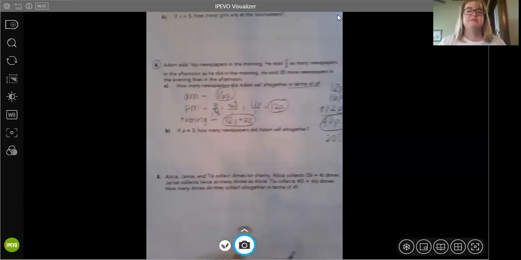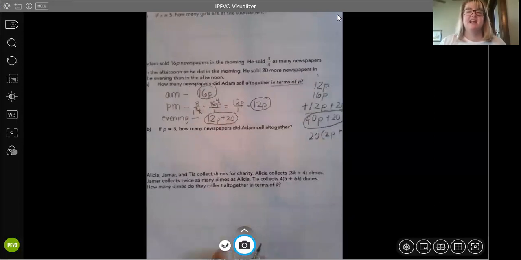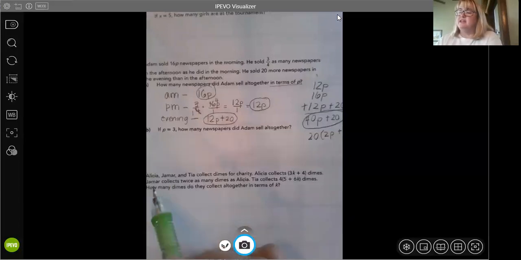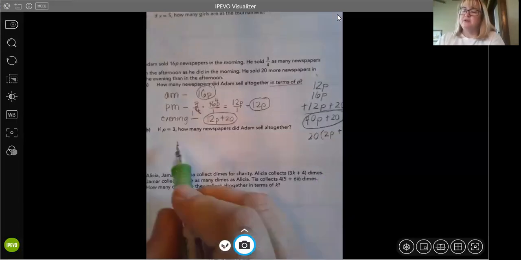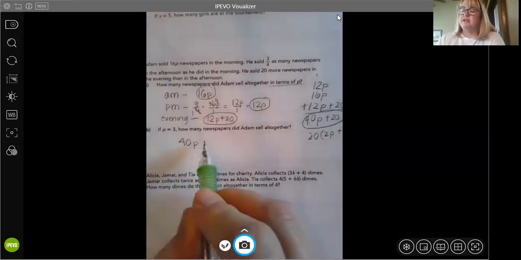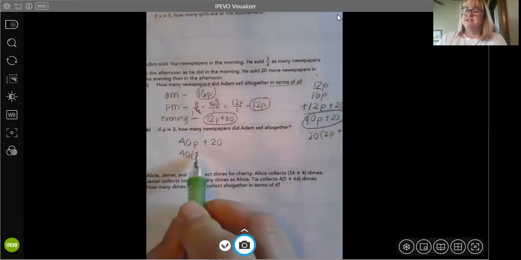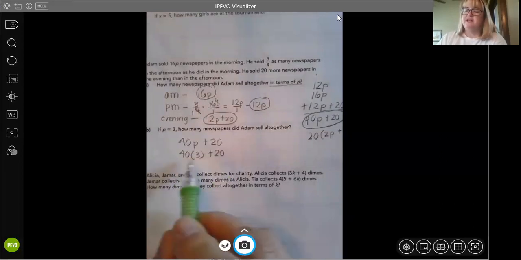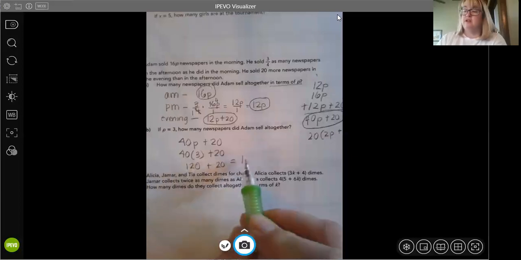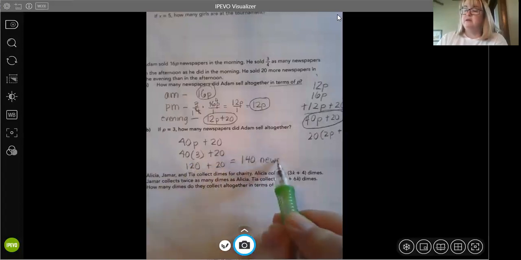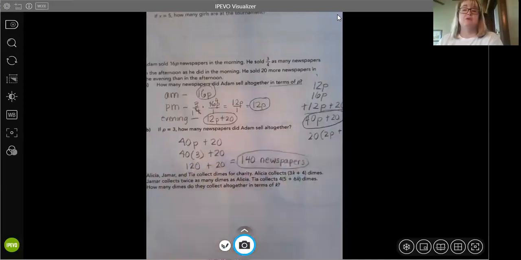Okay, if P equals 3, how many newspapers did Adam sell altogether? Well, now I'm going to substitute 3 for P in this. So remember how many he sold is 40p plus 20. So it's going to be 40 times 3 plus 20. Well, 40 times 3 is 120, plus 20 is 140 newspapers. There we go. There's our answer for 4B.